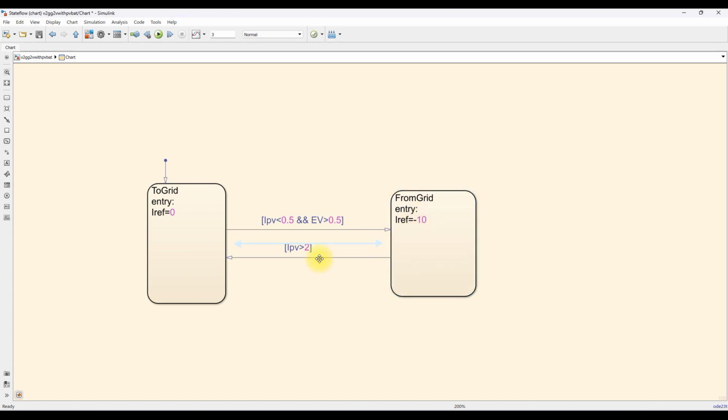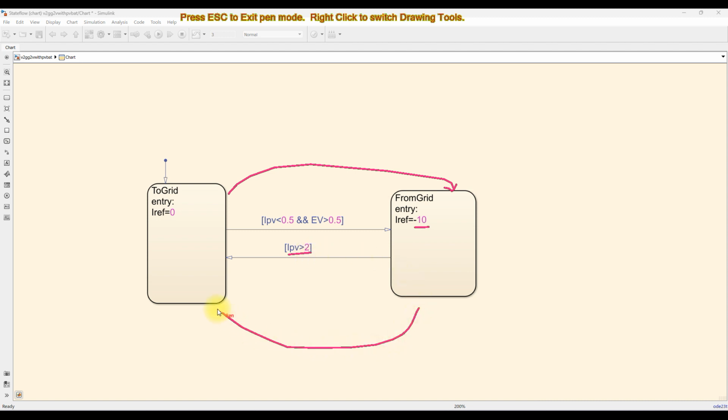Next, for example, the condition will be changed from this point to this point. So we are getting the power from the grid to charge the EV. When the power generation is more than 2 amps from the PV, then we are jumping from this logic to this logic. That means we are not taking any power from the grid. So the reference here we are making 0.